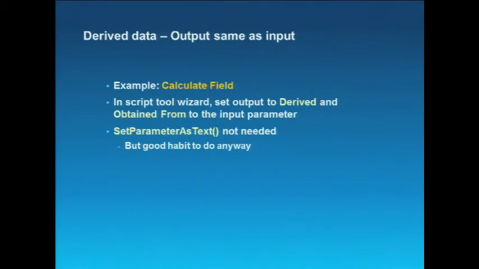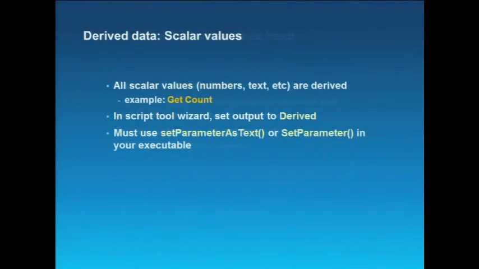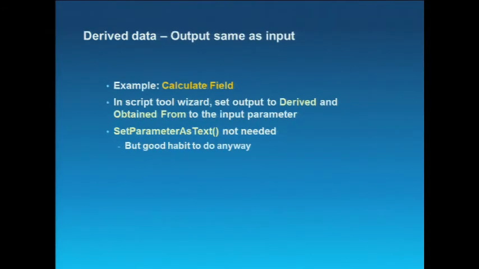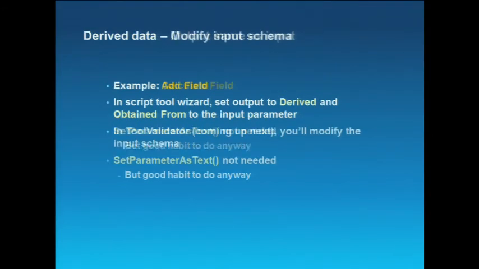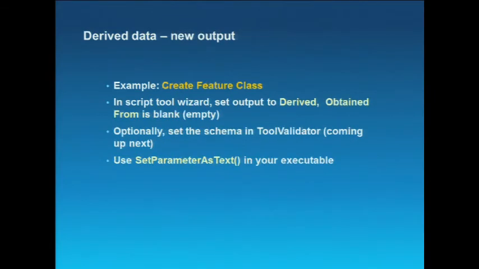And if you're going to do that, you need to use set parameters text as here. Output same as input, calculate field: modify the input field. And then something like create feature class, where you give me the name of a workspace and the feature class to create, and I actually create the output, which is a new feature class on disk. And that's another case where you have to use set parameters text.